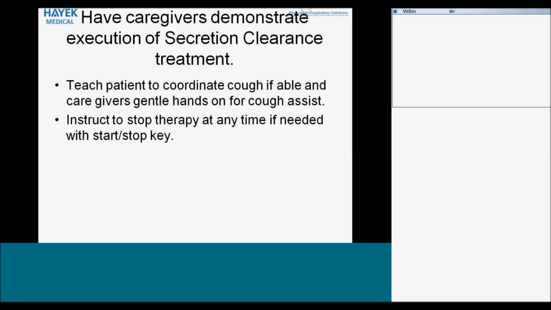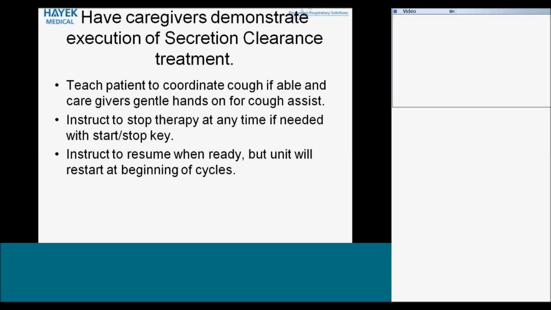But if they need to at any point, the therapy can be stopped so the patient can clear his airway, or if they're uncomfortable for any reason, it can be stopped for them. The thing to bear in mind, if the patient is on support when they're not taking secretion clearance, is that they will need to move them over into support.